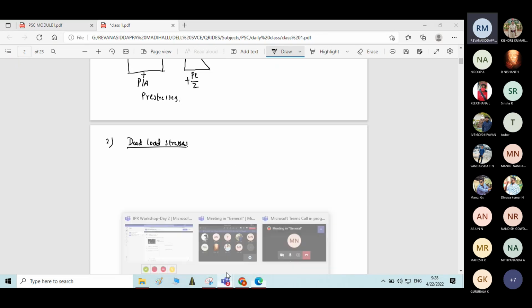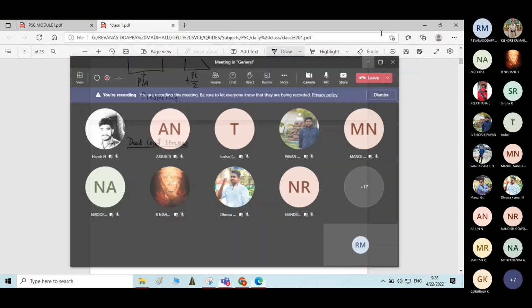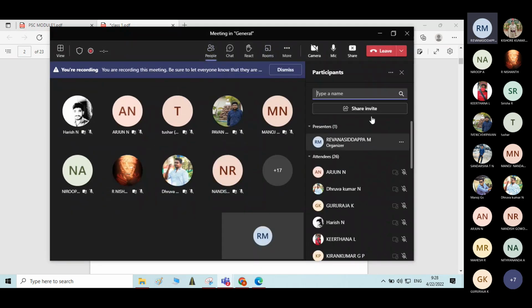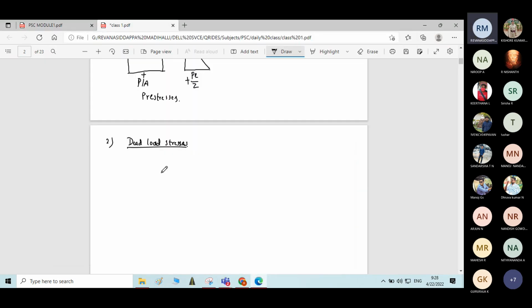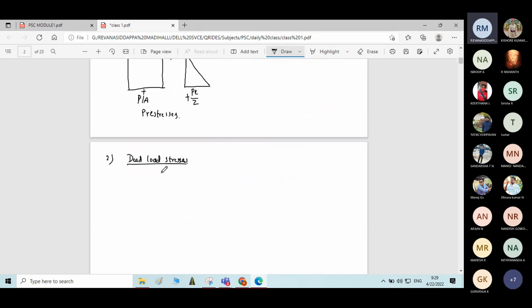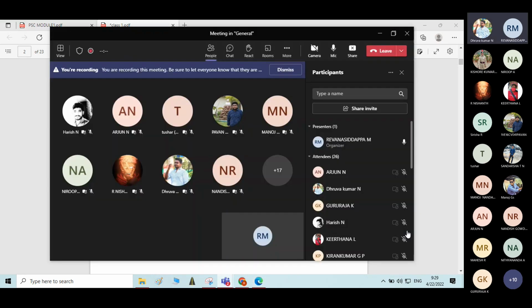Please be interactive, students. Please reply. Whatever answer you get, please reply. What will be the nature of bending moment due to dead load, due to its own weight? Sagging or hogging? Sagging. Yes. Anyone can reply. Sagging. Yes, it will be sagging.